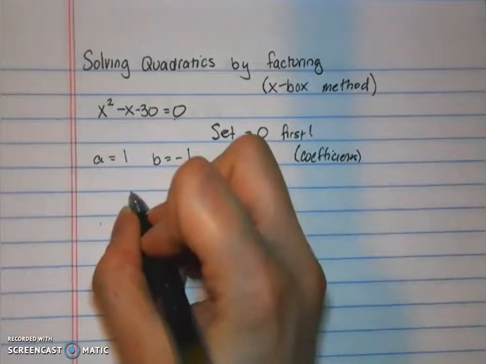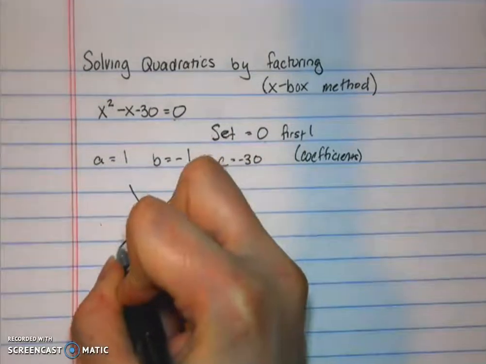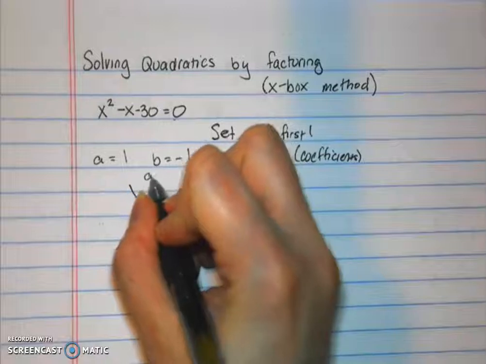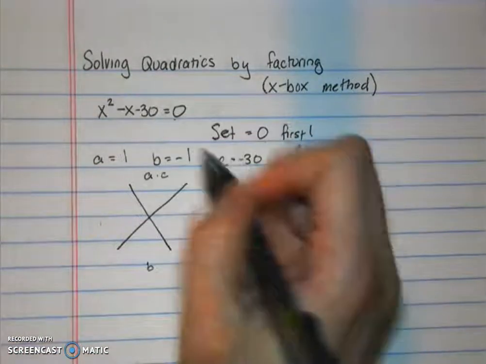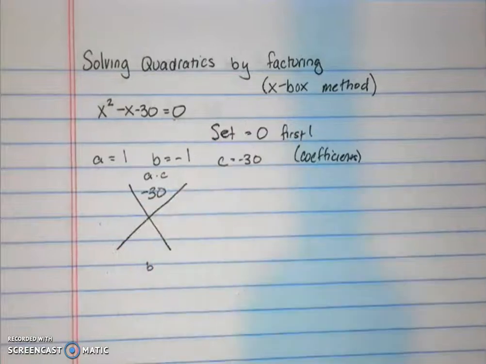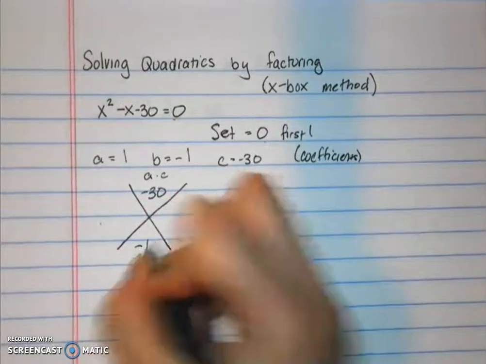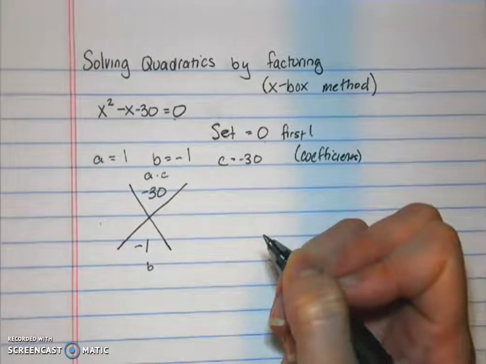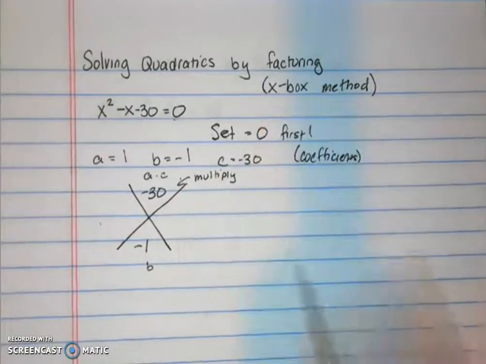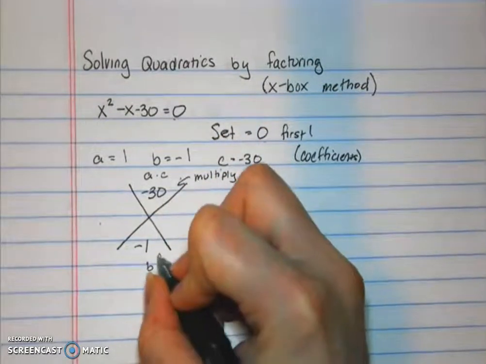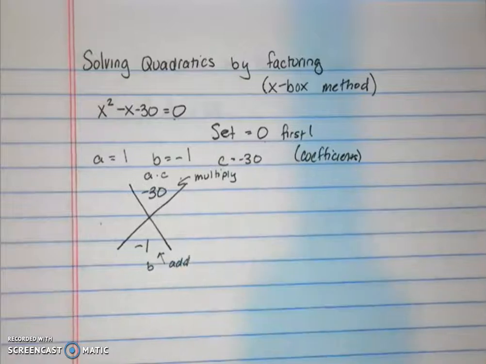So once we have this, we're going to set up our box, our x. The top of the x is going to be a times c, and our bottom is going to be b. So 1 times -30 is -30, and then -1 over here. Now we are looking for numbers that multiply to -30 and add up to -1.